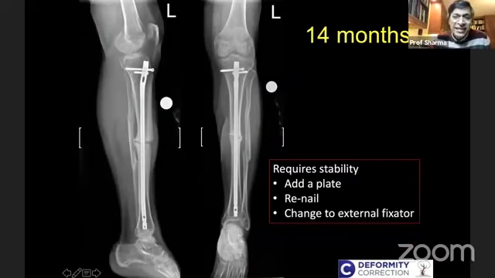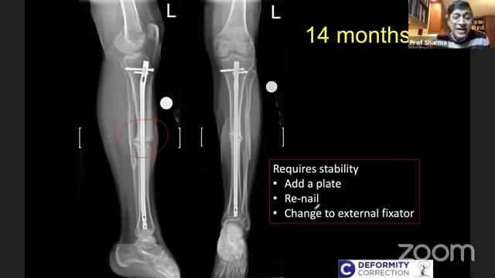Then this is exactly what happened. It was dynamized. 14 months down the line, if you see, it is trying to heal, it collapsed and helped a little bit. So there's a bit of callus formation, but the instability is still there. So now your option is you can put in a plate here and that will help it heal. You can re-nail it, or you can change the nail to a fixator.